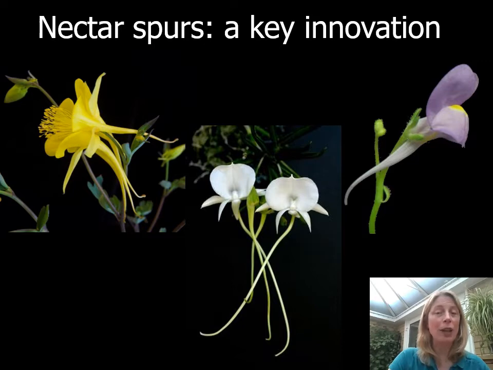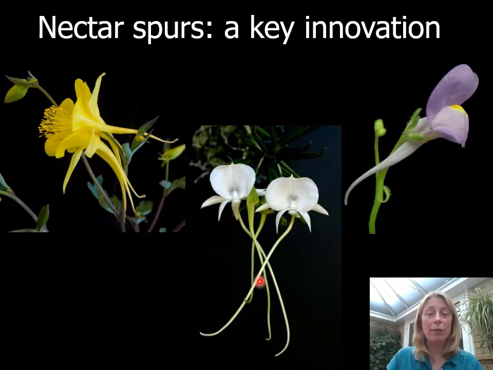I'm going to explain what that means in a minute, but I want to just show you what a nectar spur is. So three different types of flowers here, all with lovely nectar spurs. Here's columbine, Aquilegia, you might grow these in your garden, and it has many nectar spurs per flower, one from each petal. You can see them here, and the nectar is held at the base of them.